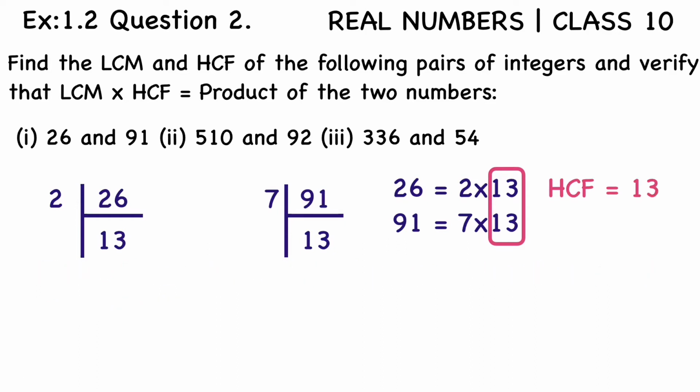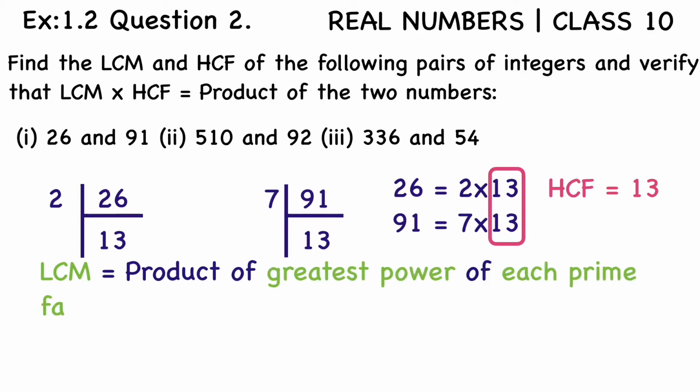Next going for LCM. LCM is the larger number, so you know you should take all the prime factors. Here the prime factors are 2, 13 and 7. And we should take the greatest power of each factor. Here all the powers are 1. So we have 2 into 7 into 13, that is 14 into 13.